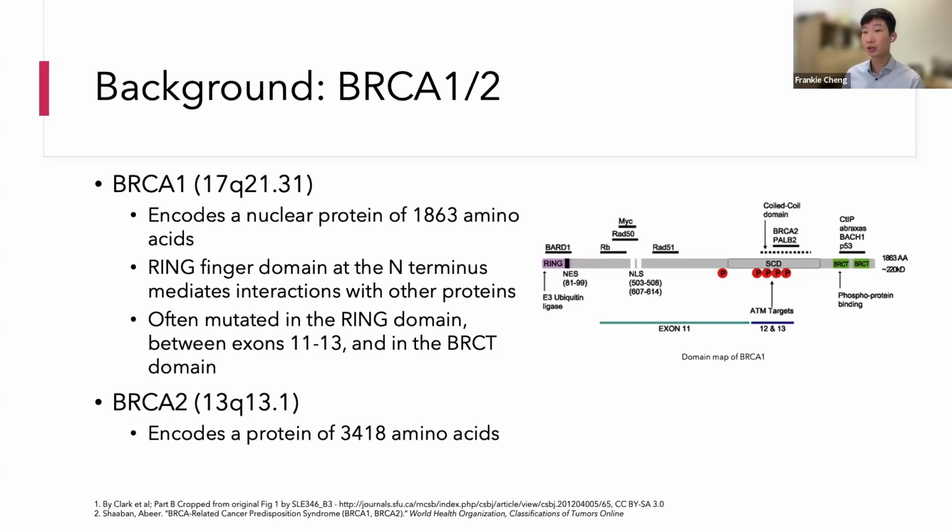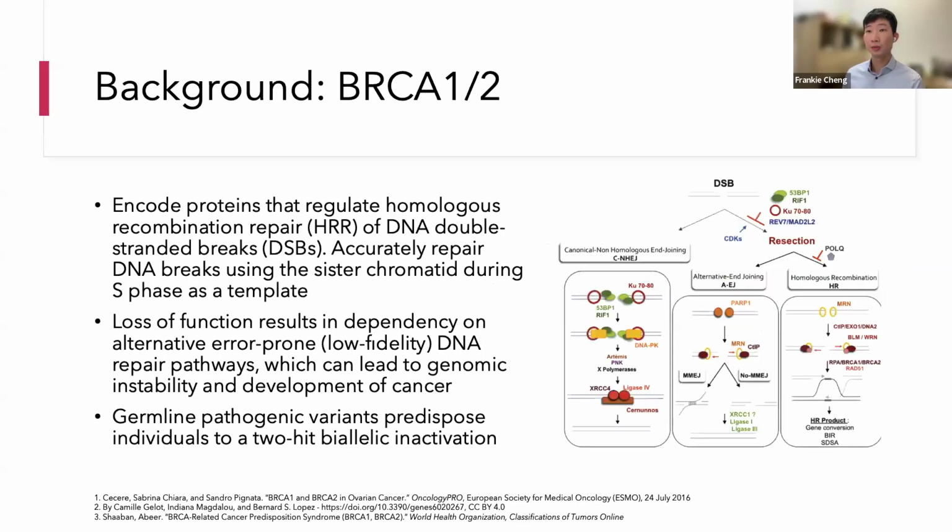So BRCA1 encodes a nuclear protein of 1,863 amino acids. It's often mutated in specific domains. BRCA2 encodes a protein of 3,418 amino acids. So what's the significance of BRCA gene?